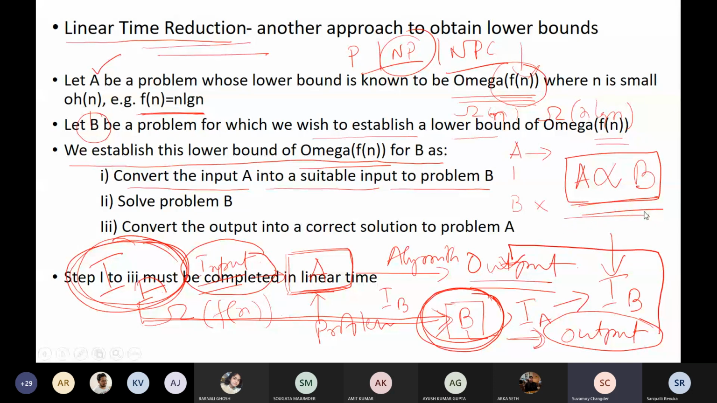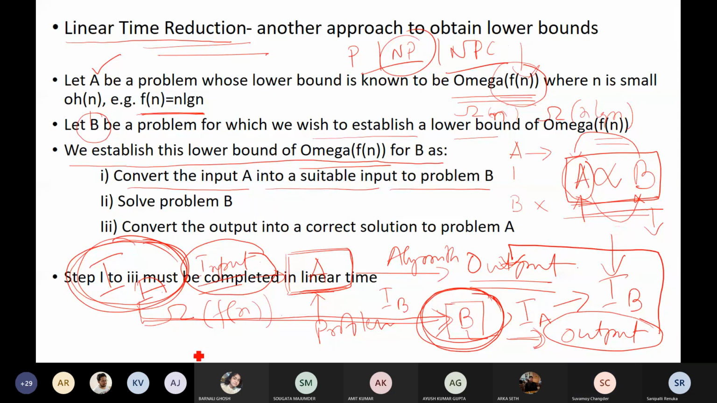So try to memorize this very clearly and try to understand this property very clearly. A problem A is given, we convert the input of A to the corresponding input of B, we find the output of B and then convert it to A. So here if it is possible, then we will say that A is reducible to B. Clear? A is reducible to B.